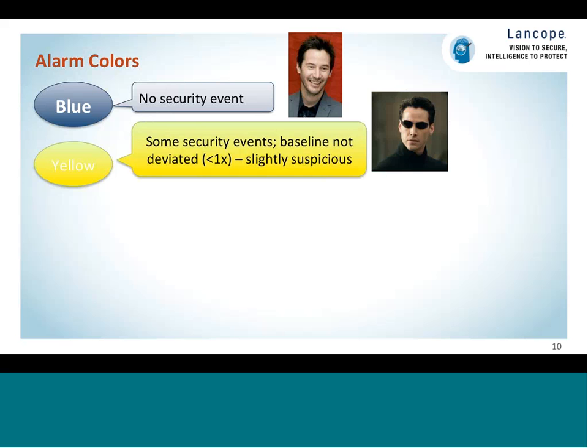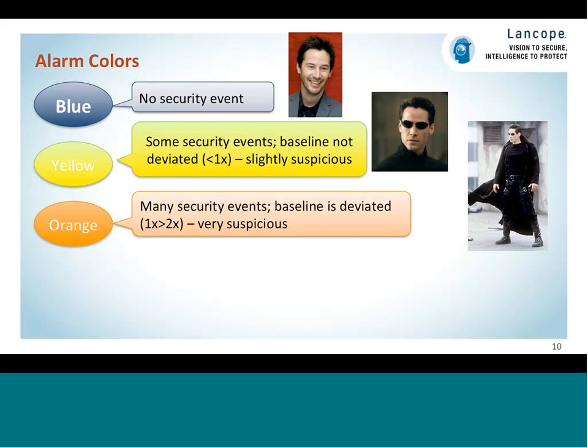Yellow means some security events have happened. Baseline is not deviated, but slightly suspicious. You've done something suspicious, and so now there's Keanu Reeves. He's got sunglasses on. He's dressed in black. This is normal-ish, not something you need to be really concerned about, but suspicious because it's a little bit different than when he's smiling and happy.